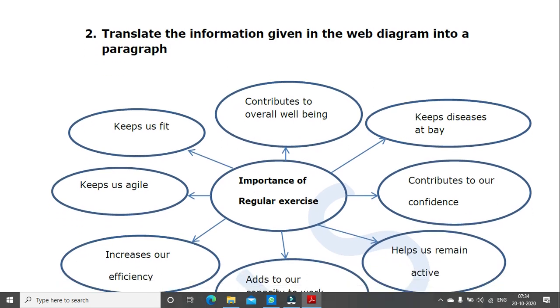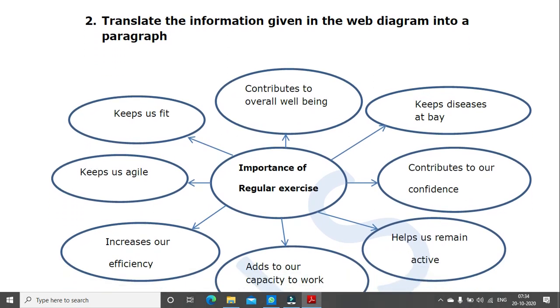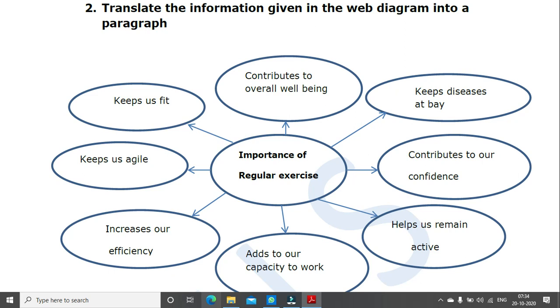Okay, now let's go to the other way around, that's non-verbal to verbal. Translate the information given in the web diagram into a paragraph. So here you can see what is the main point. The paragraph should be about the importance of regular exercise. Okay, so now what are the different attributes over here? Contributes to overall well-being, keeps us fit, keeps us agile, increases our efficiency, adds to our capacity to work, helps us remain active, contributes to our self-confidence and keeps diseases at bay.